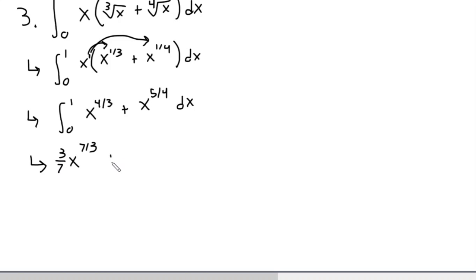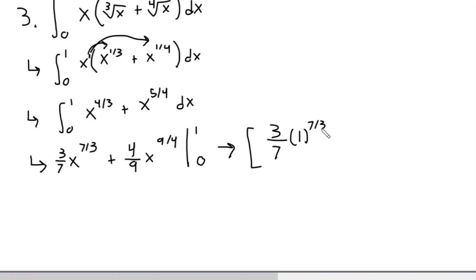Okay, and then what's 5/4 plus 1? That's going to be 9/4, so x to the 9/4. And then we divide by 9/4, but division by 9/4 is the same thing as multiplication by its reciprocal. So it's the same thing as multiplying by 4/9. So 4/9 x to the 9/4. And we draw the bar. And this is still running from 0 to 1. We haven't changed limits of integration. They stay like that. Okay, so now remember we plug the 1 into our integral. So 3/7 times 1 to the 7/3 plus 4/9 times 1 to the 9/4.